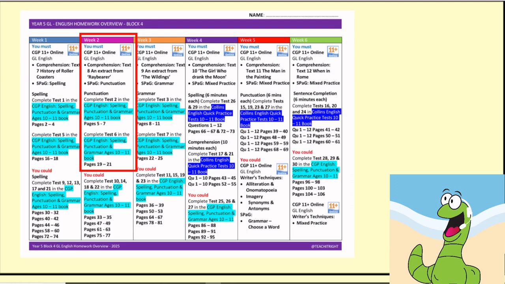This week you had 2 activities to complete on CGP Online, which was Text 8 and a comprehension, and also a punctuation quick practice test. There were also 2 activities, Test 2 and Test 6, in your CGP English Spelling, Punctuation and Grammar book.